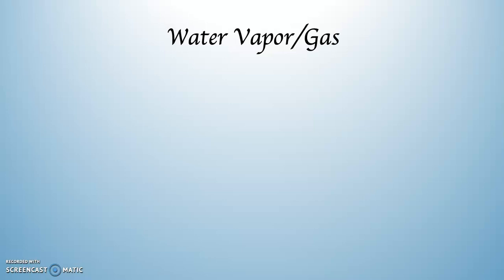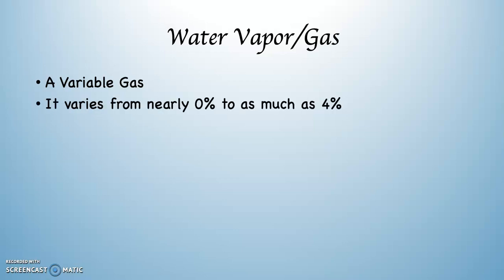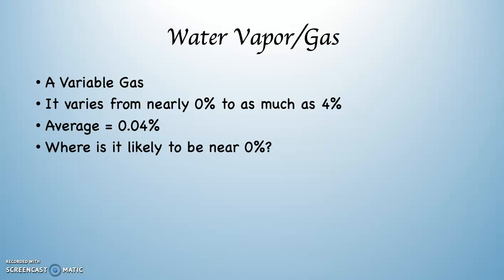Remember, water can be a solid, a liquid, and a gas. And the term gas can be substituted for the word vapor and vice versa. Water, as a gas, is a variable gas in the atmosphere. This means exactly what it sounds like it means, which is that water can vary, in other words, change from nearly 0%, literally like no water in the air at all, to as much as 4% in the atmosphere. Its average, though, is about 0.04%, right about the same as carbon dioxide is.